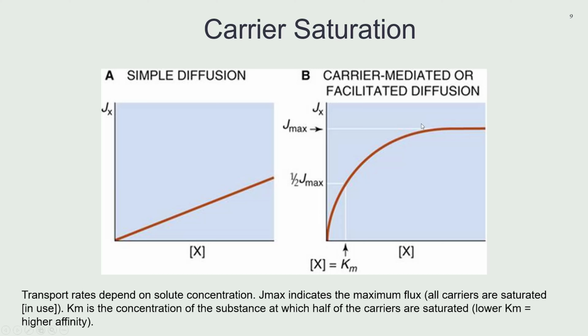Simply remember the meaning of this plateau here. Here the Jmax is when all the transporters are saturated. So it doesn't matter if you increase the concentration of the substances, the concentration gradient, there is not going to be any more transport, or the rate of transport is not going to increase.